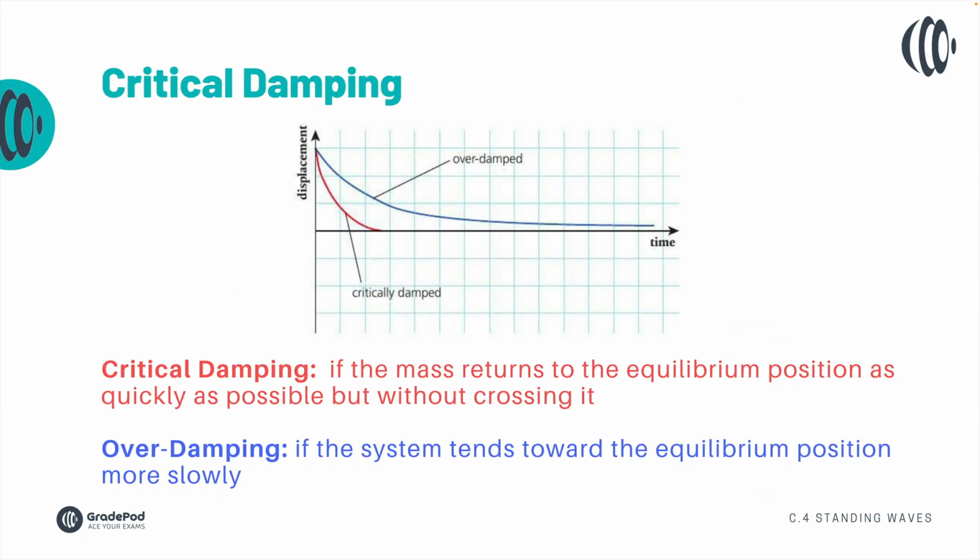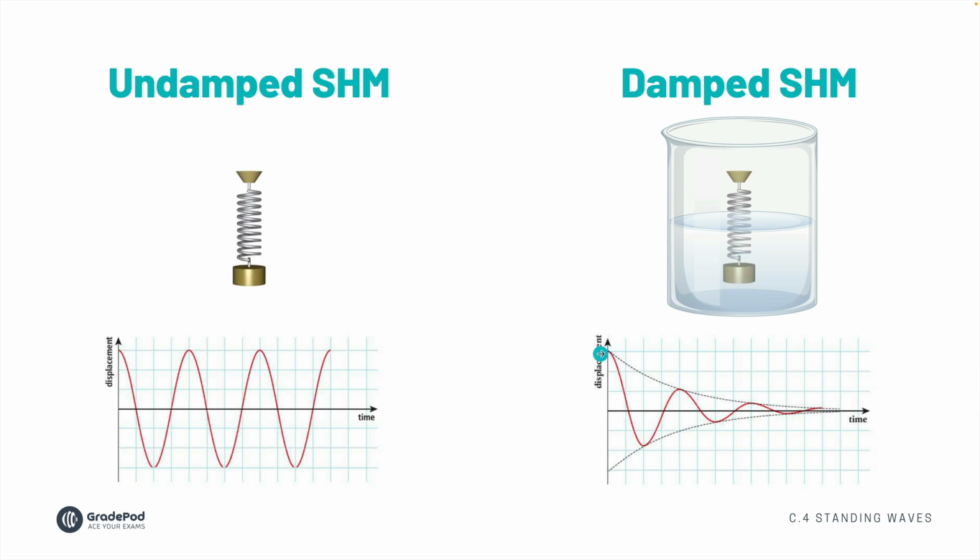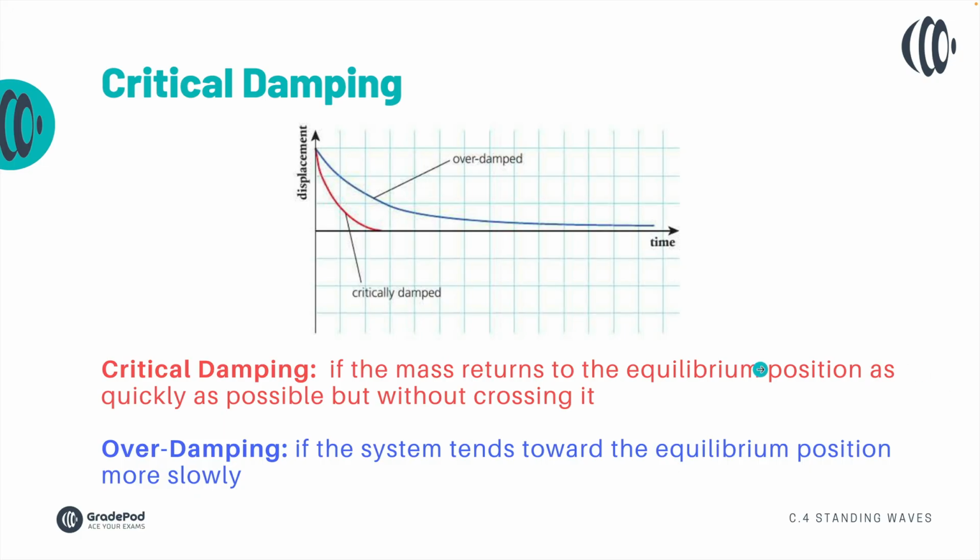And that's where we move on to the concept of critical damping and overdamping. Critical damping is if the mass returns to the equilibrium position as quickly as possible without crossing it. So in this case, critical damping would simply be straight down to here, and it doesn't do any more of these oscillations. Overdamping is if the system tends towards the equilibrium position much more slowly.